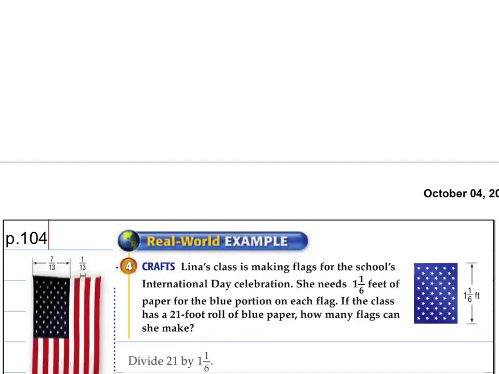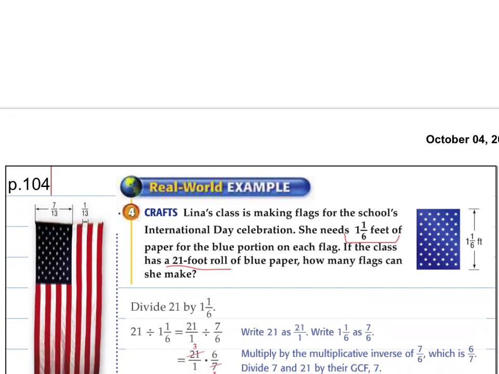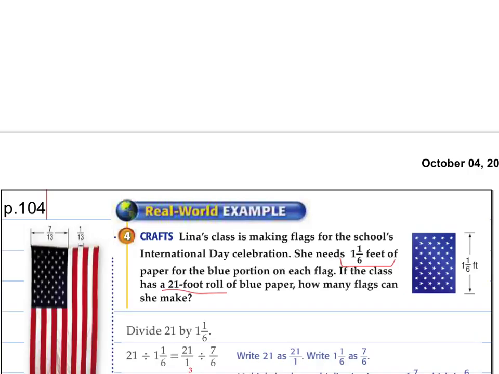So obviously we're in division, so we should know there's a division problem, but we realize that we have a smaller amount we're trying to fit into a larger amount. Fitting into is wondering how many times it fits for division. So we're trying to divide 21 by 1 1/6, which is 21 divided by 1 1/6.